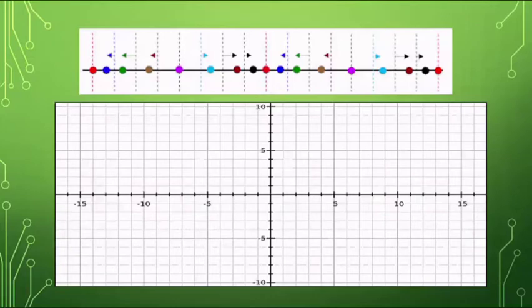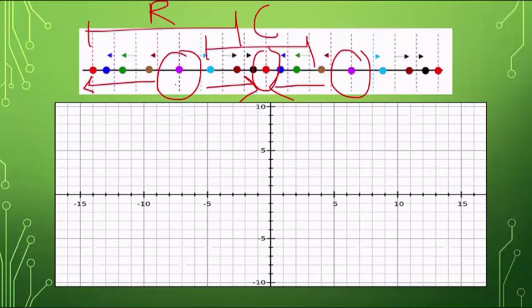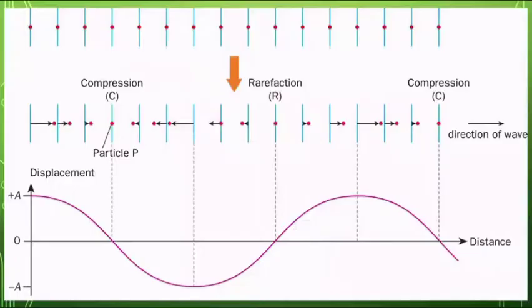Right, now you have to draw a graph for compressions and rarefactions. Over here, you have these particles that are at their original position. When these particles move in this direction and in this direction, this region becomes a rarefaction, and this pink particle is the center of rarefaction. And when the particles move in this direction and this direction, this becomes a compression with this red particle as the center of compression. And so we want to plot a graph for it. How would it look?